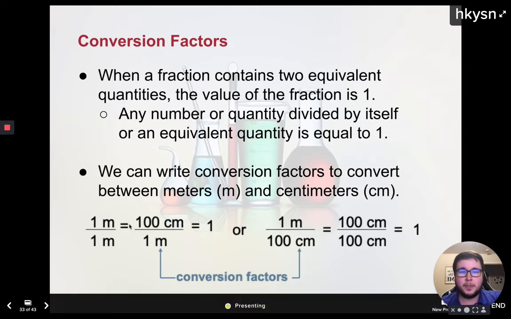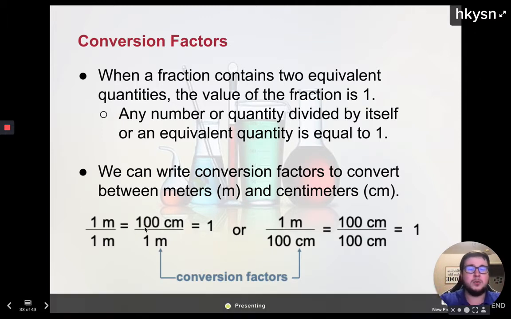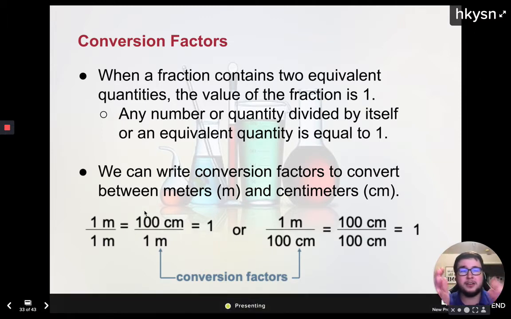So if you look down here, we know that 100 centimeters and 1 meter represent the same unit of length, the same distance. So since they represent the same quantity, if I divide those by one another, that's equal to 1. Okay? And same if I flip it. 1 meter and 100 centimeters. Those are equivalent measurements, so if I divide those by one another, it's equal to 1. Okay? And we would write these conversion factors to convert between meters and centimeters.